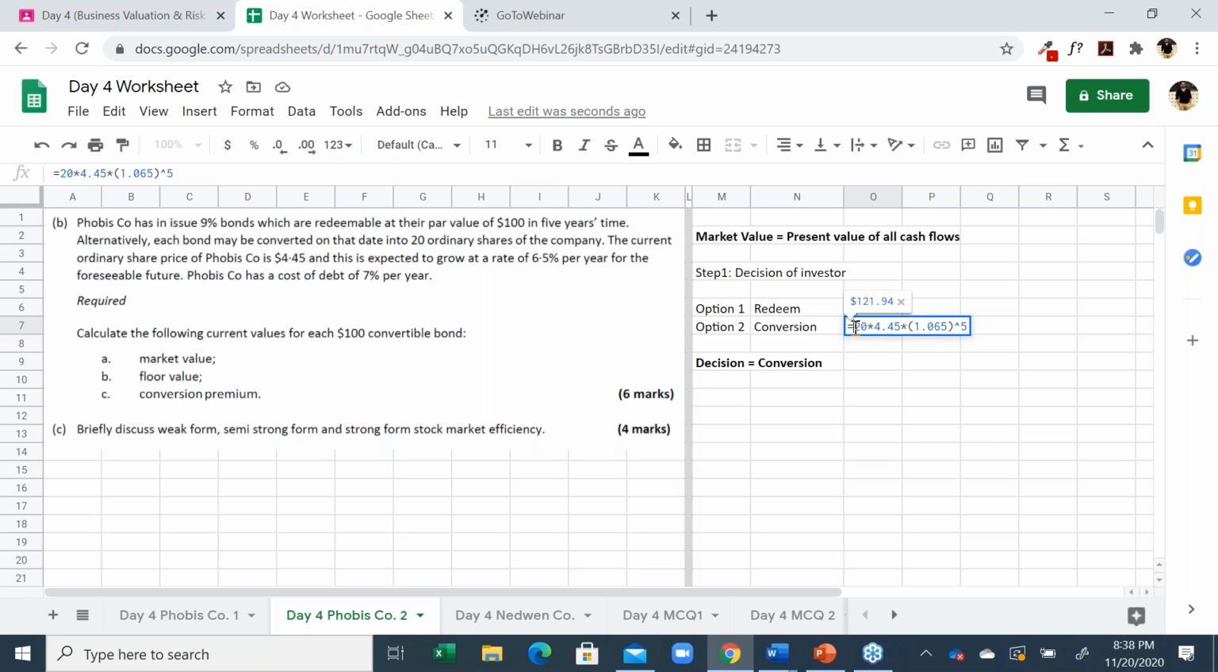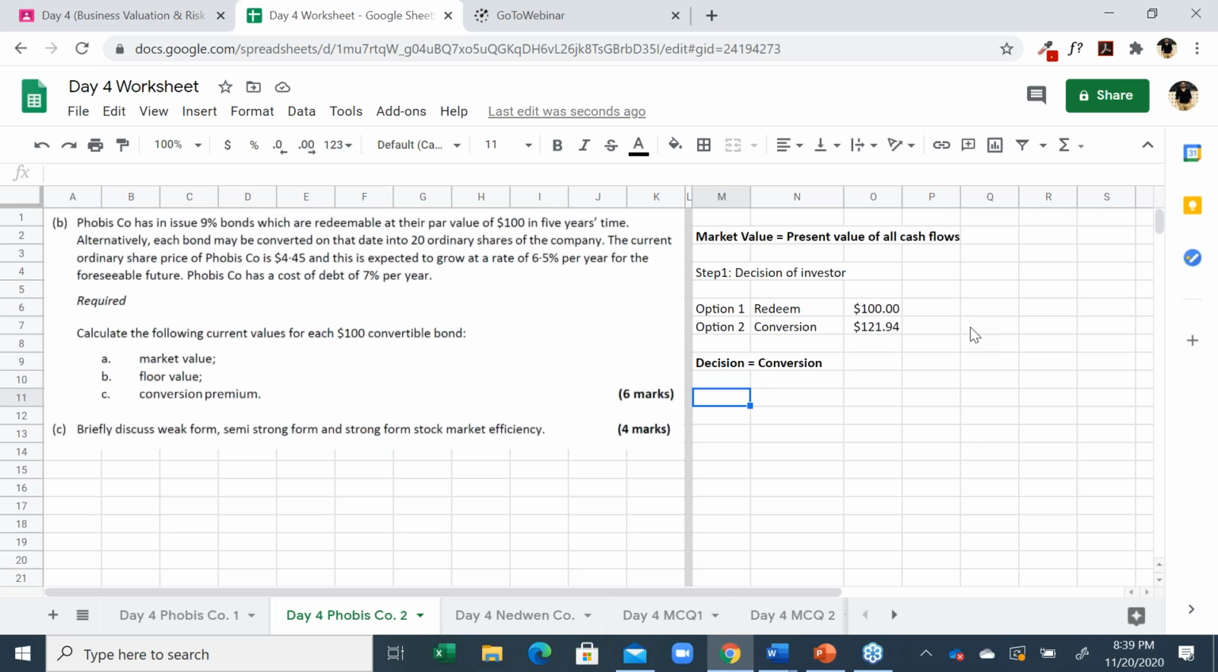And this has been calculated by multiplying the number of shares available upon conversion by the current market price, multiplied by the growth rate of 6.5%. That's the rate of increase in the share price. So we have multiplied it by 1.065 raised to the power 5 to find out what the value will be in 5 years' time. So it's going to be conversion, right?